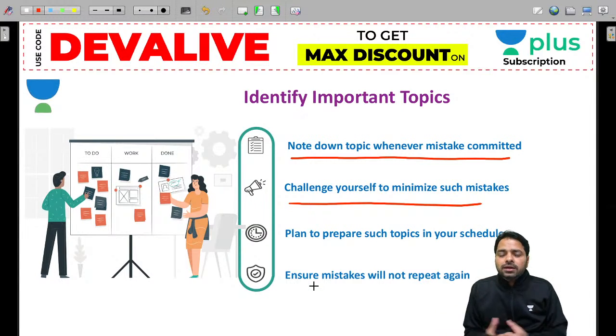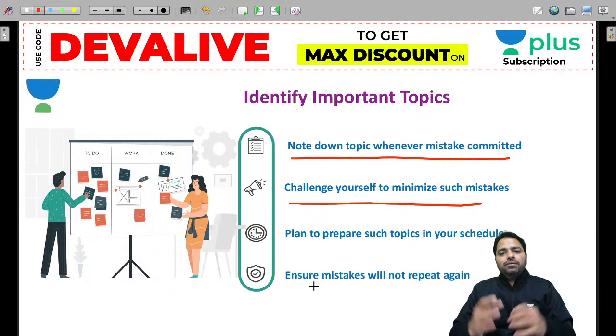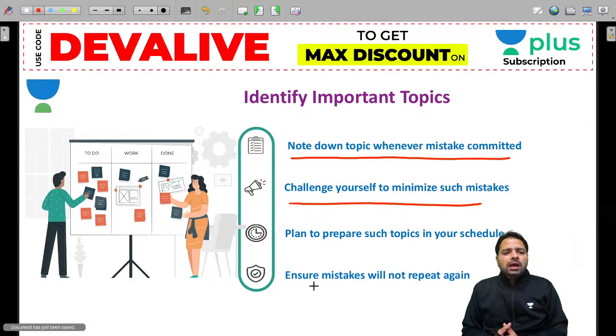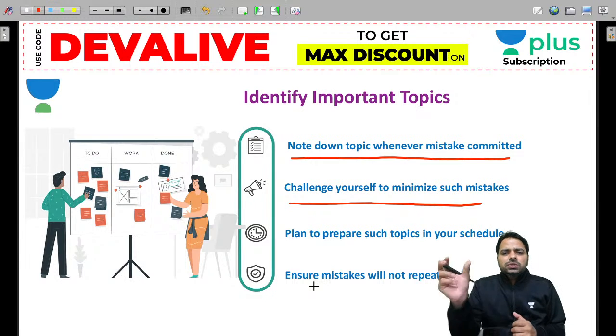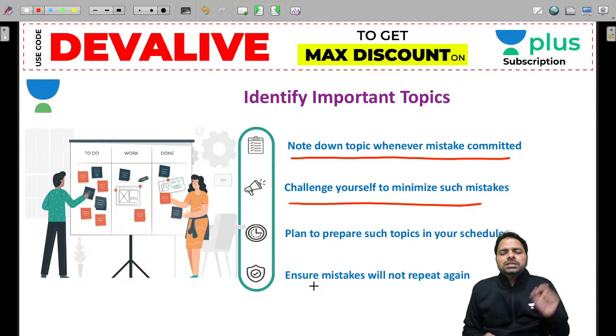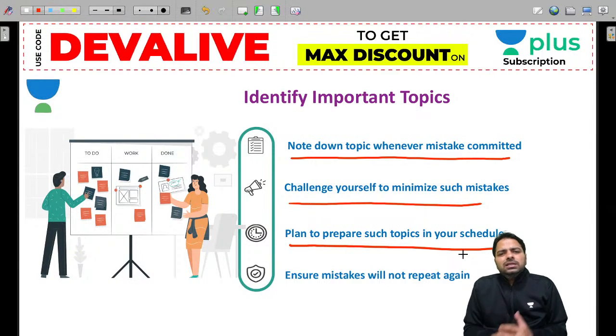And how do you know that? When you write it down on paper, then you will understand. Stick it to the wall. You can maintain wall stickers and keep all the mistakes there, and keep on doing that. And whenever you are able to overcome one, delete that sticker and start on another one. Plan to prepare such topics in your schedule. When they find a mistake, some people say that I have a mistake, but they never try to correct it.